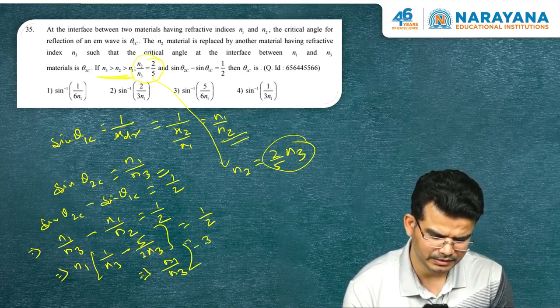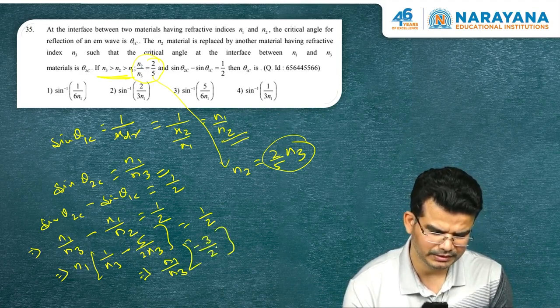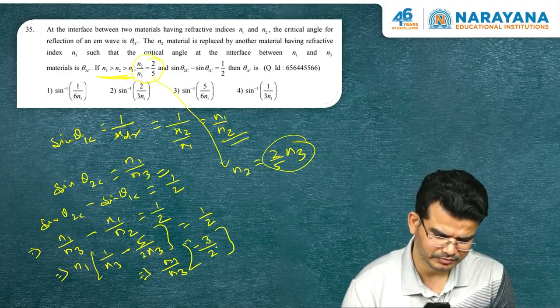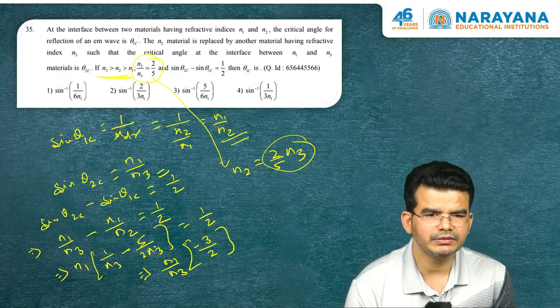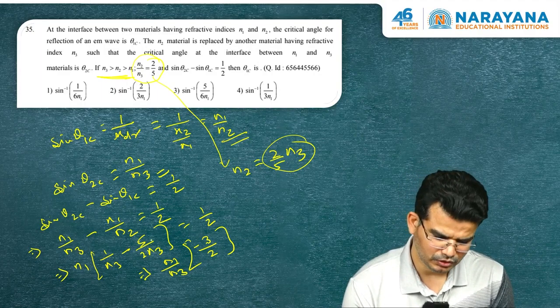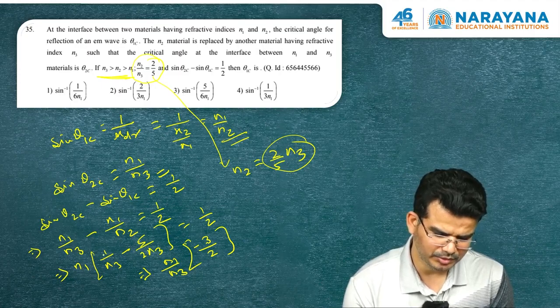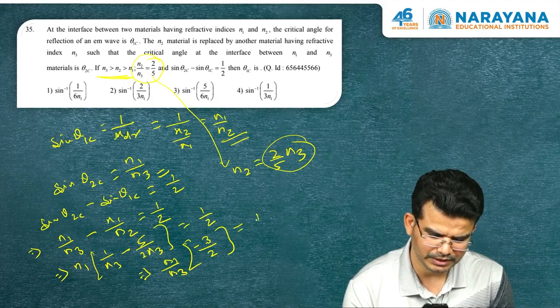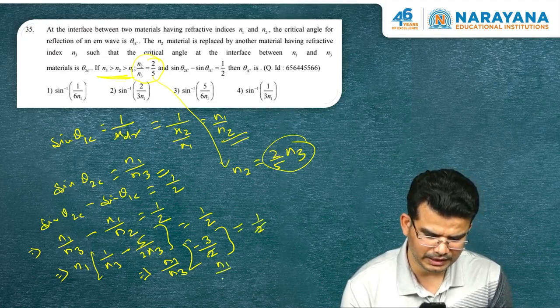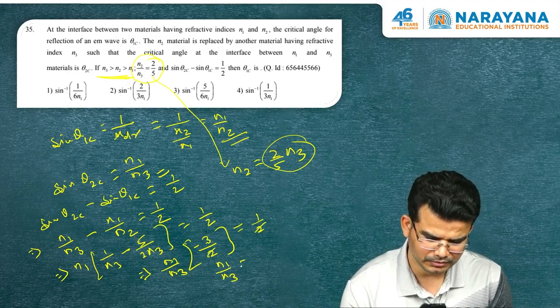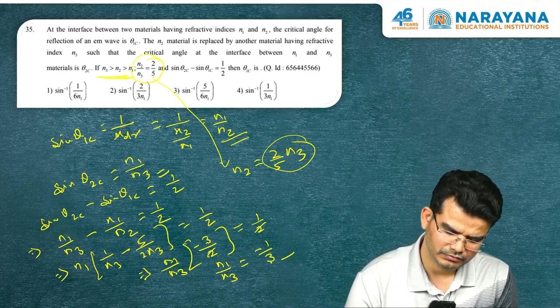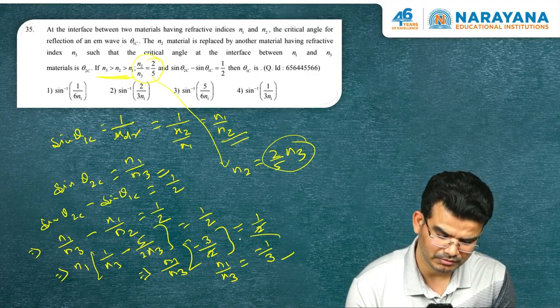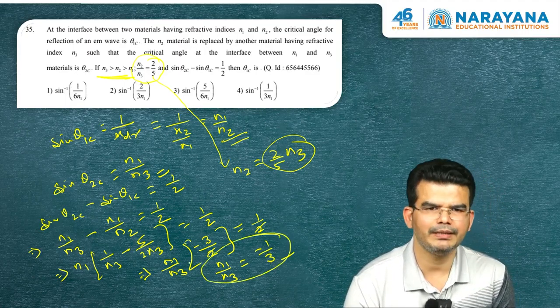So, 1 minus 5 by 2 is how much? Minus 3 by 2, am I correct? Because it is 2 by 5 now, so you can see simply 2 minus 5. So, this is equal to 1 by 2. Okay, 2 gets cancelled. So, from here we are getting n1 upon n3 is equal to minus 1 by 3. Okay, fine.